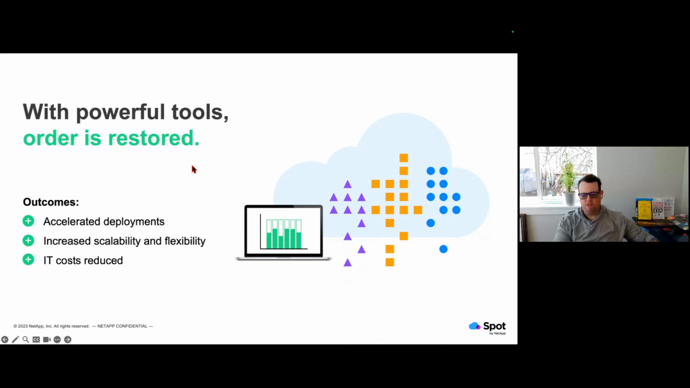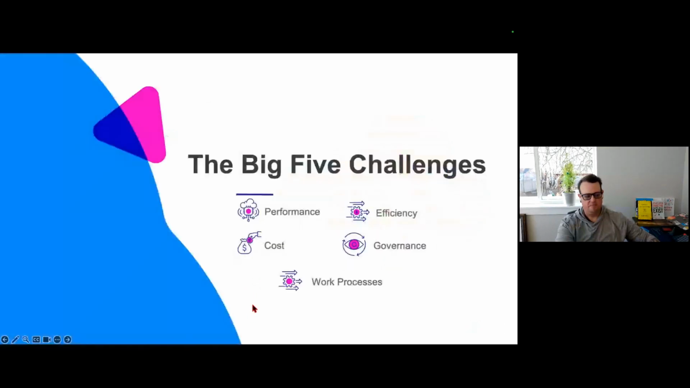But with powerful tools, we can restore order. We can accelerate the deployments, we can reduce the IT costs, and we can increase the scalability and flexibility. And that's really what Spot by NetApp does while trying to ensure that you're well-architected, that you manage your infrastructure in accordance with the Microsoft recommended well-architected framework.